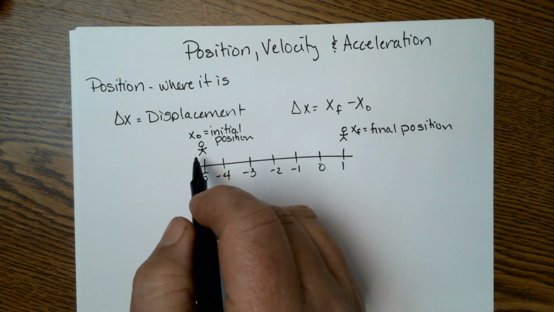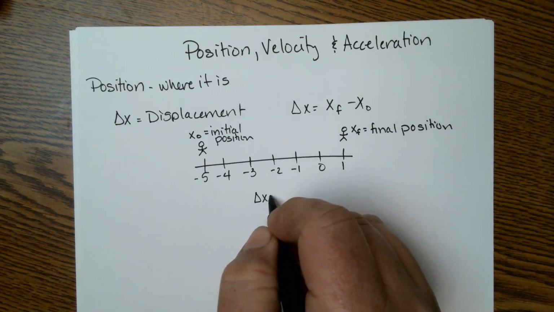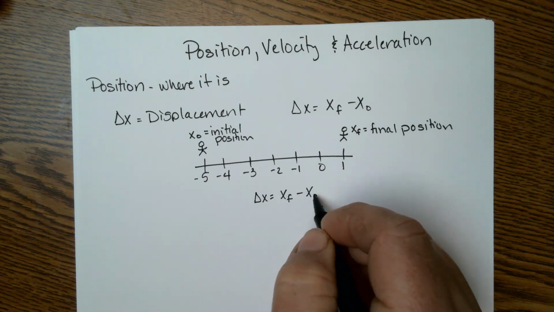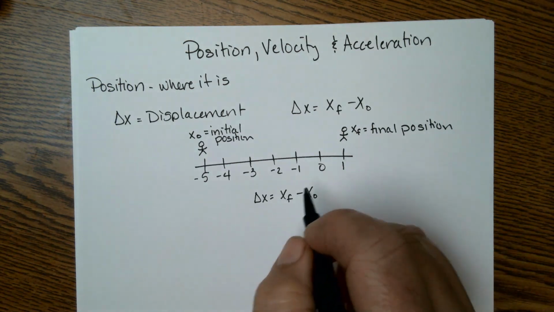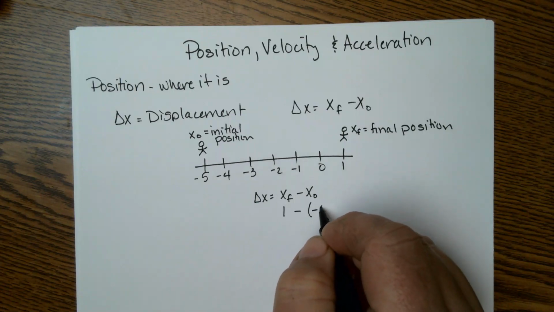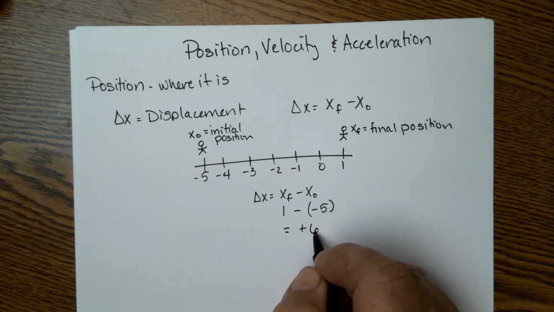Well, the word displacement literally means moved from where you were. So here we are where we started, here we are when we ended. And so our displacement is going to be our x final minus our x initial, and our final position is 1. Our initial position is -5. So I ended up with a displacement of +6.